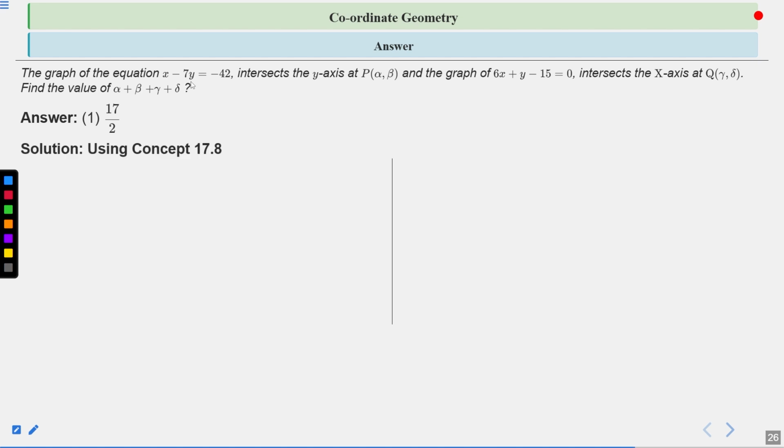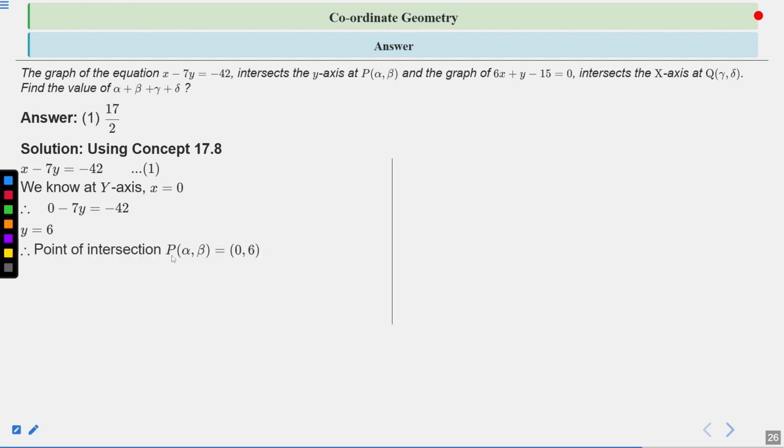Now see the detailed solution using concept 17.8 in this question. x minus 7y equals minus 42. We know that at the y-axis x will be 0. So we can say that 0 minus 7y equals minus 42, the minus signs cancel out, and dividing 42 by 7 we get the value of y, which is 6. So the point of intersection P(alpha, beta), where x equals 0 on the y-axis, becomes (0, 6).